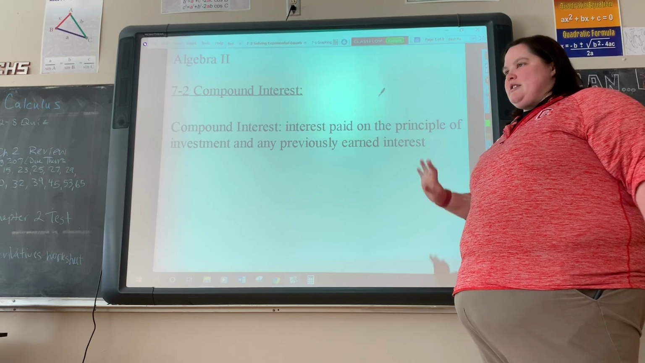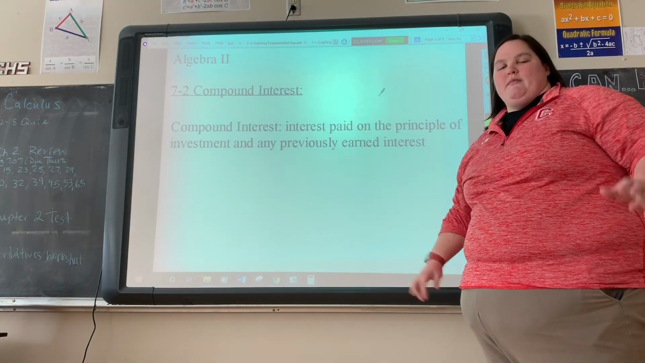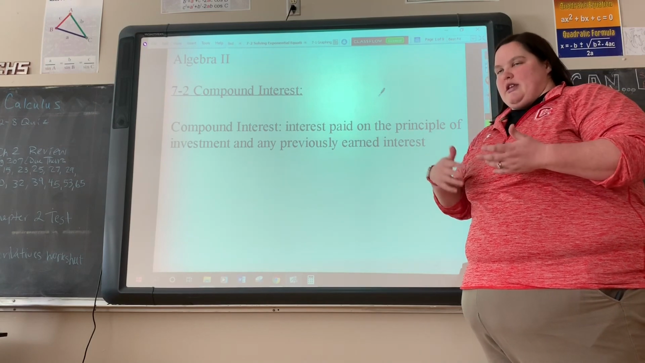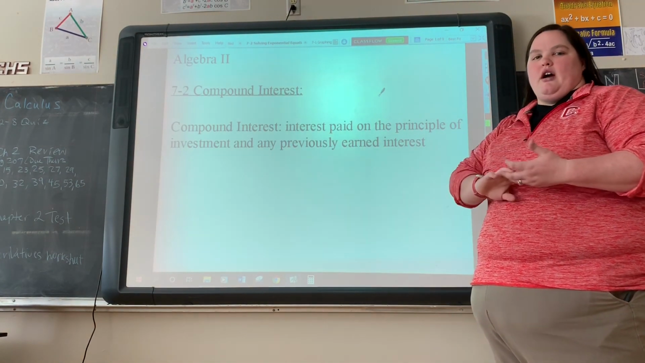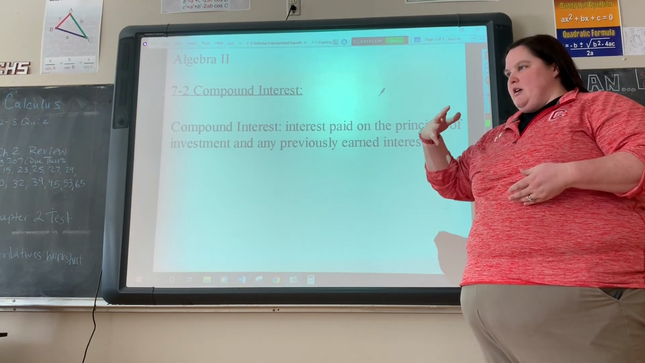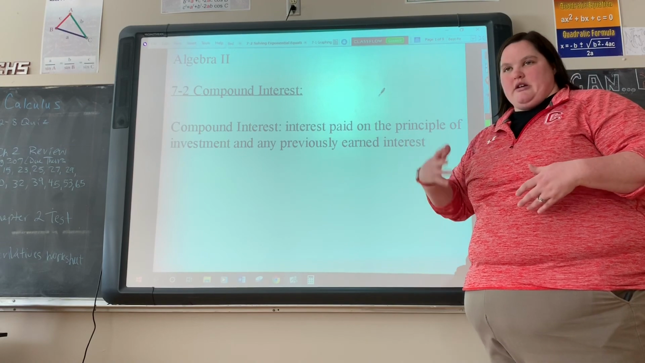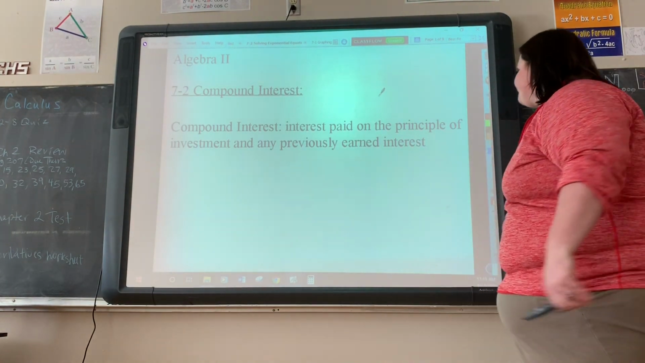So it really compounds. It's very exponential. And the nice thing is they've created a nice model for you to be able to do that all at once. That way you don't have to figure out your interest every single year. You can just plug it into the model and it will take all your initial stuff and figure out the interest after so many years. So let's look at that model.